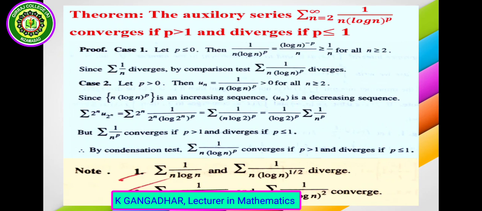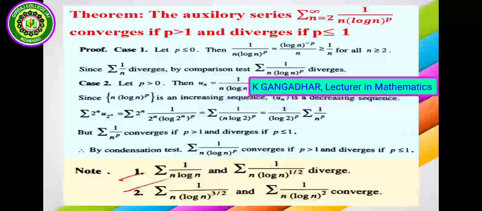Some examples here. Sigma 1 by n into log n, whole power 1: p value 1, so the series is divergent. Next, sigma 1 by (n log n) whole power 1 by 2: p value 1 by 2 is less than 1, so the series is divergent. Sigma 1 by (n log n) whole power 3 by 2: here p value 3 by 2 is greater than 1, so the series is convergent. Next, p value 2, the series is convergent.